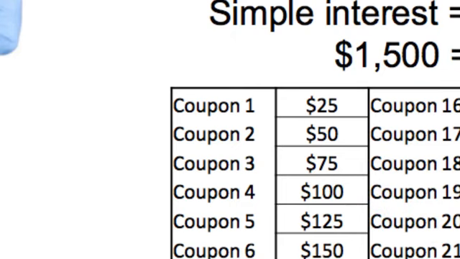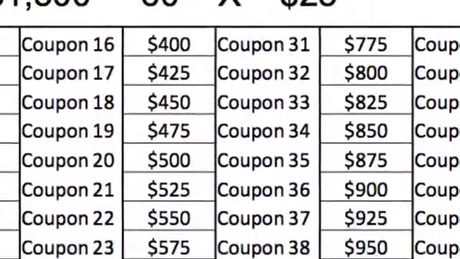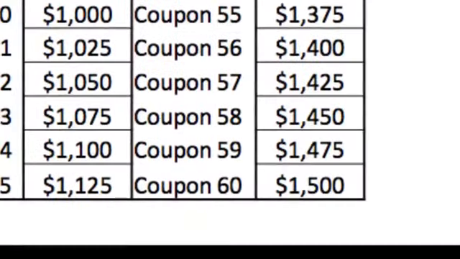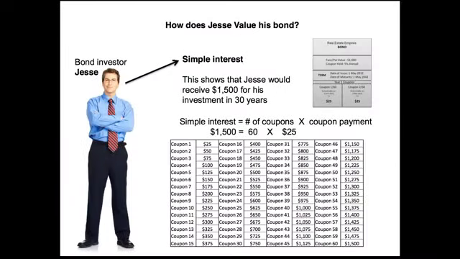As you continue to scroll down through the chart, you can see as we arrive at coupon 60 that Jesse has $1,500 from all the coupons. The way that that was figured out was pretty simple, and I guess that's probably why they call it simple interest. You just take the number of coupons, which for this 30-year bond, he would receive 60 coupons, and you multiply that by the coupon payment, which is $25, and you can see it adds up to $1,500.